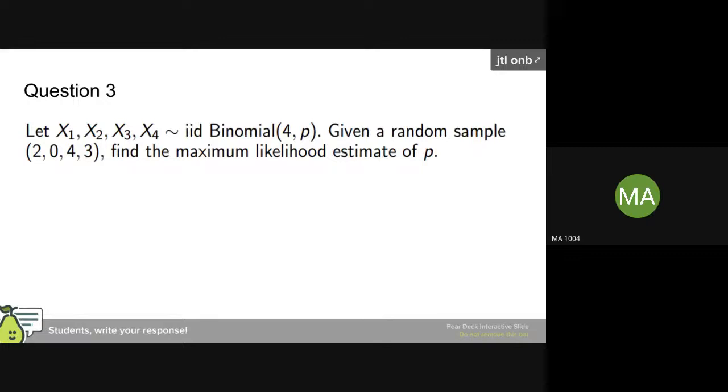And then you have to differentiate it, or in most cases using log will help for simpler calculations. You take the log of that likelihood function, differentiate the log likelihood function, equate it to 0, and get the value of P. That will be your best estimate, the maximum likelihood estimate of P.